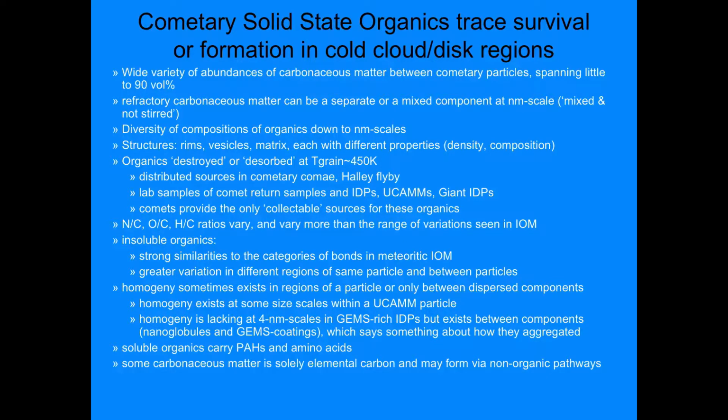Homogeneity sometimes exists in regions of a particle or only between dispersed components. It exists at some size scales within a single particle. It's lacking at 4 nanometer scales in this GEMS-rich IDP, but exists between the components. So it's telling you a little bit about a hierarchical aggregation of this material. The soluble organics carry PAHs and amino acids, and some carbonaceous matter is solely elemental carbon and may form via non-organic pathways. So thank you for letting me share all the details, and hopefully you now have a basis on which to understand that comet samples and meteoritic samples both are an enriching way to set a context for our studies of surfaces of our outer icy bodies.